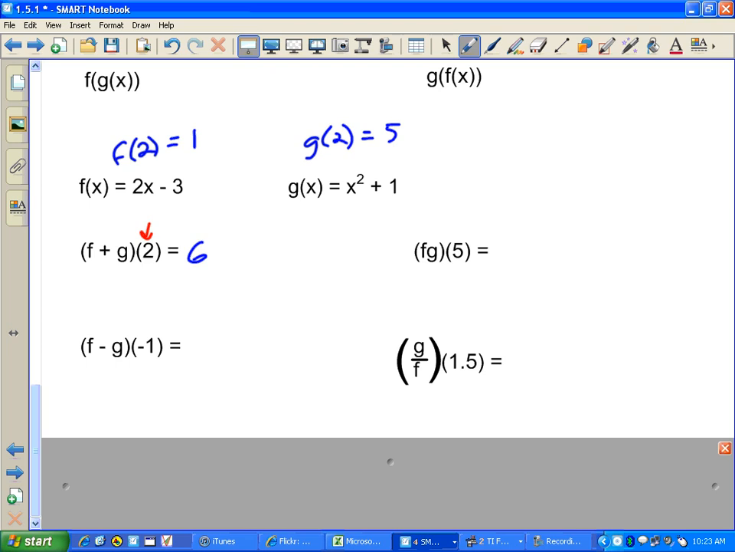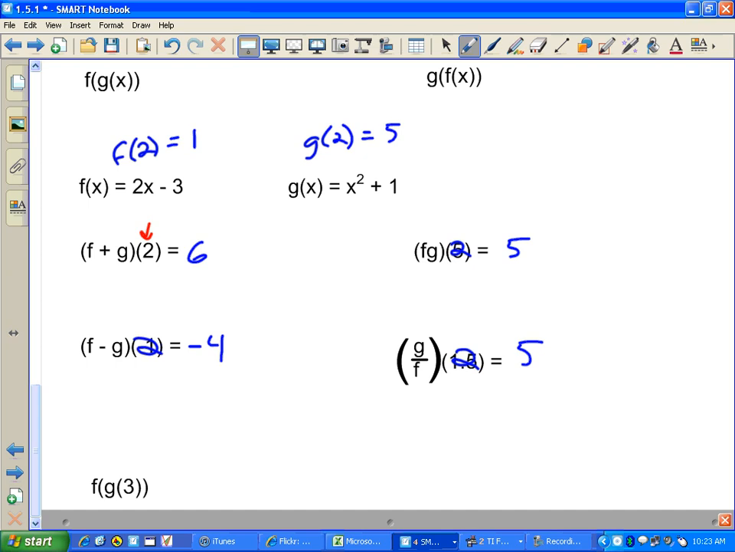Okay, you can do the same thing. I'm going to make these all 2. So I have to do the same thing over and over again. Okay, so instead of doing all that mess with the multiplying and distributing and stuff, just put them in first, and then take f times g. So this would be 5. Okay, take f minus g, that would be negative 4. G divided by f, 5 over 1 is 5. Okay, so it's a little easier when you've actually got a number to put in.